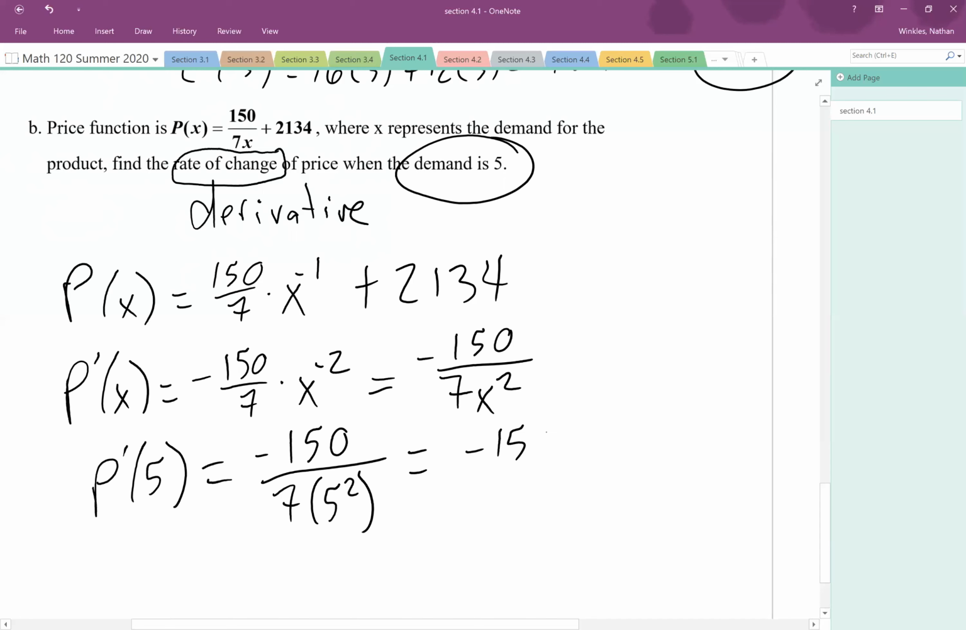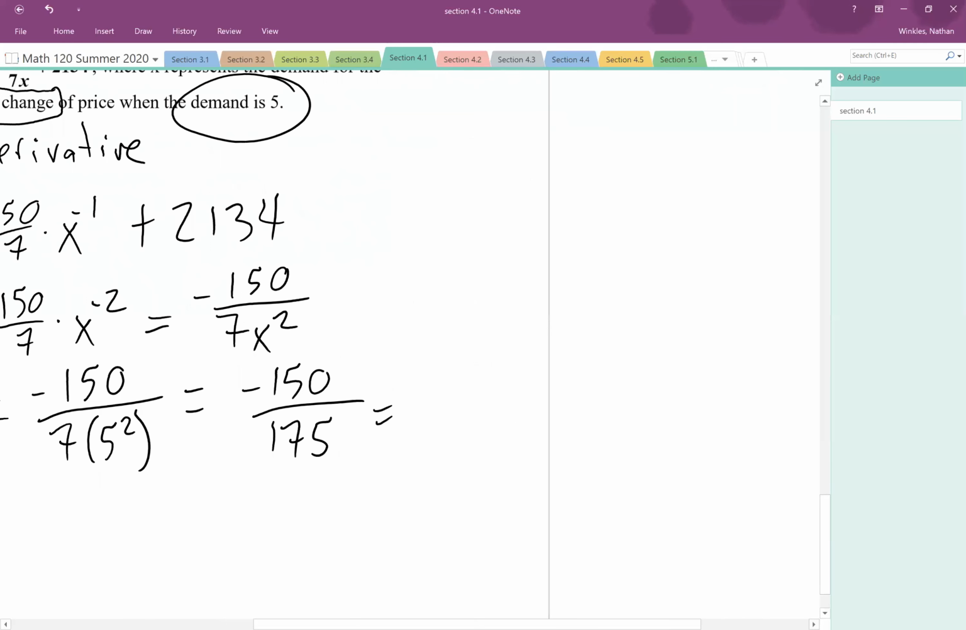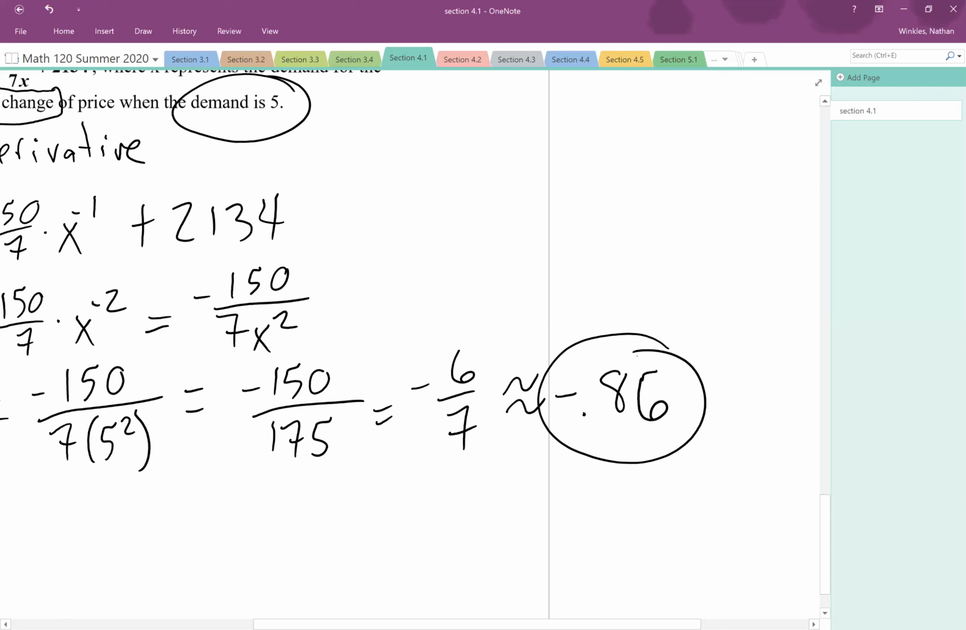So negative 150 over 25 times 7, which is 175. 150 divided by 175 is 6 over 7, negative. We normally do not leave our values like that. We would actually go ahead and divide this out. So this would give us approximately negative 0.86. That is the change in price whenever our demand is 5.